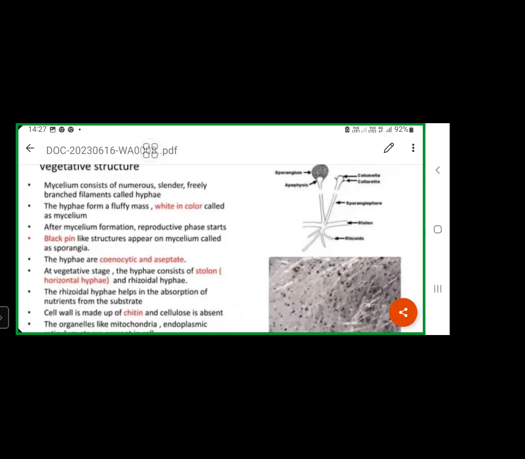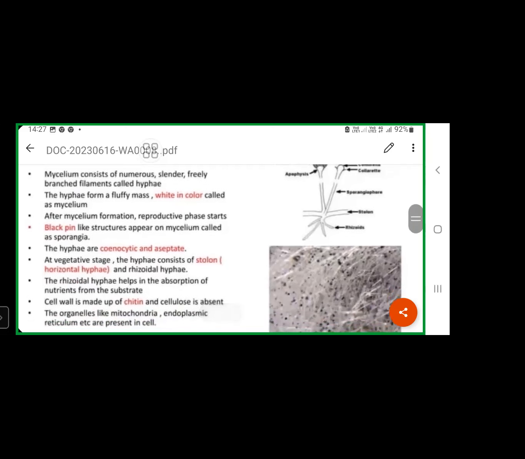Here in the vegetative stage, this hyphae consists of some structures called stolons. The cell wall of this Mucor, if you observe, is made up of chitin and chitosan material. Cellulose is totally absent. This mycelium cell wall is made up of two main substances. Chemically, this cell wall is made up of chitin and chitosan material. Cellulose is not present in this Mucor.